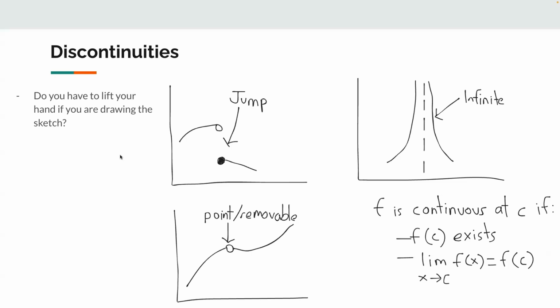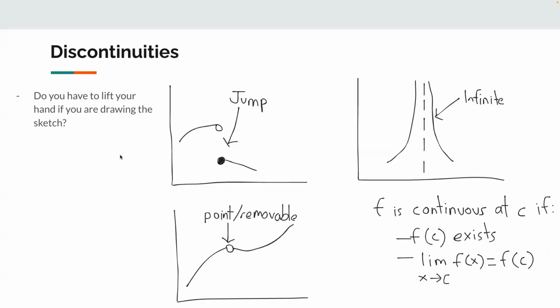And here I have three types of discontinuities you need to know. There's a jump discontinuity, when it just jumps from one point to the next in a piecewise function. The point discontinuity, also called a removable discontinuity, where it's continuous, it's just not defined at that certain point. There's also infinite discontinuity, where there's a vertical asymptote.